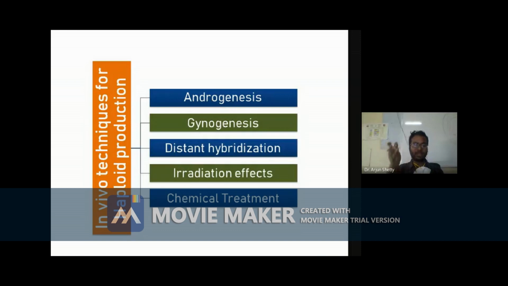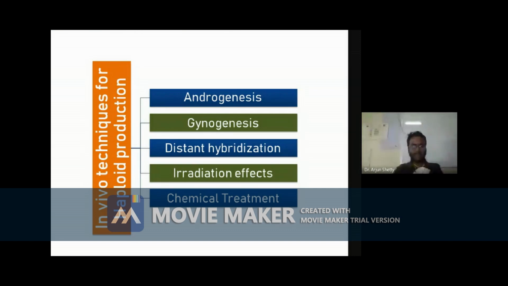And irradiation effects: UV or IR radiations can artificially kill some reproductive structures. If you want to have only the male plant, or androecium-containing plant, then we can expose the gynoecium part to UV or IR radiation, which causes major adverse effects and may destroy the gynoecium activity. Then only the male reproductive structure will be there in the flower, and we can say that particular plant is a haploid plant.